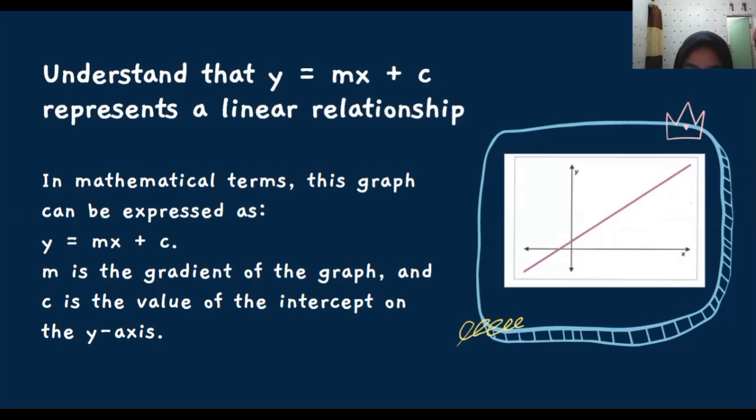given a linear relationship. A non-horizontal straight line shows that the variable plotted on the y-axis is proportional to the variable plotted on the x-axis. In mathematical terms, this graph can be expressed as y equals mx plus c. m is the gradient of the graph and c is the value of the intercept on the y-axis.